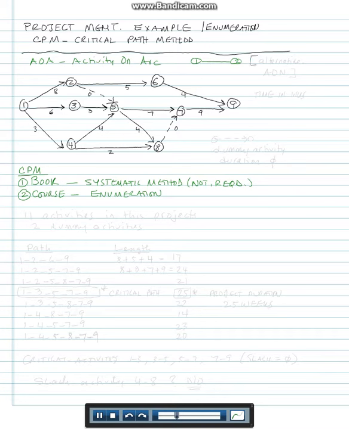This is as opposed to the alternative that we covered before, which was activity on node. The activity on arc is all I want you to focus on in this chapter. If we count how many activities are in this project network, there is 1, 2, 3, 4, 5, 6, 7, 8, 9, 10, 11. There are 11 activities in this project.